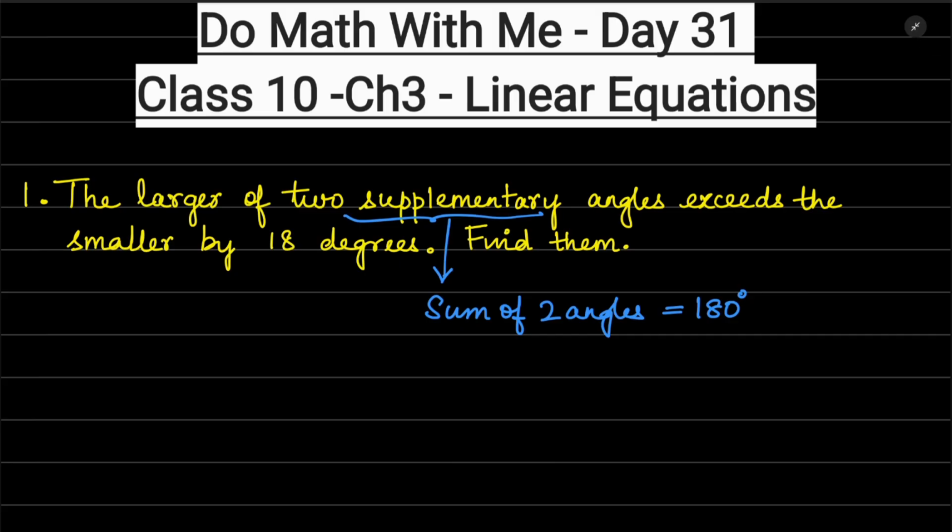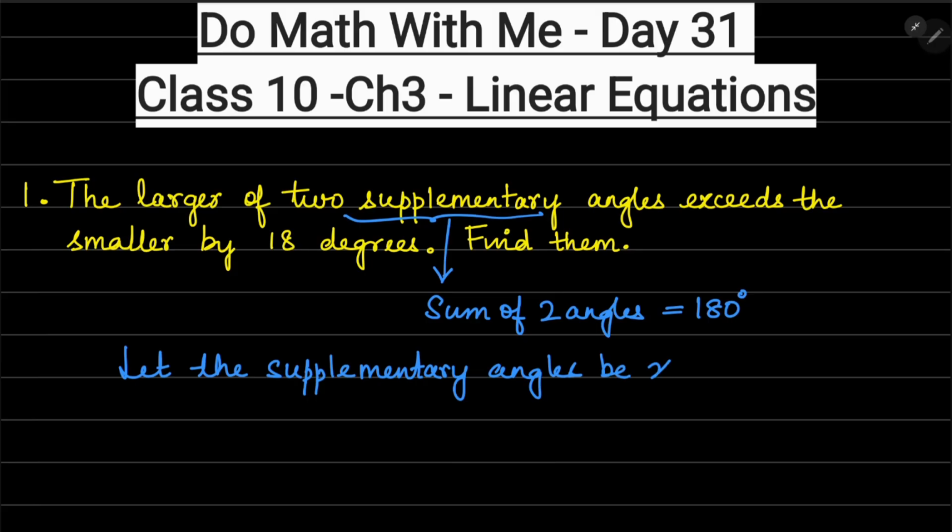Now, one of the angles is larger, right? What is given? The larger of the two supplementary angles. So let the supplementary angles be x and y, and you're given one is larger, the other one is smaller. So let us assume that x is greater than y. x is the bigger angle and y is the smaller angle.